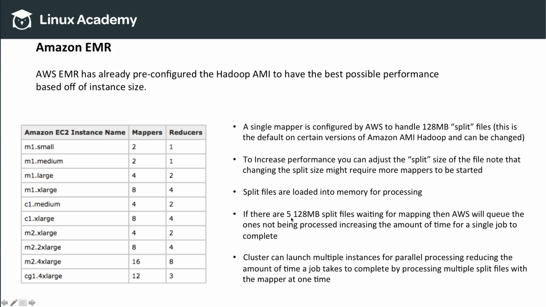So if we have 5 128 megabyte split files and we run a 2-node cluster of M1 small, that means we have 4 mappers. That means we can process 4 128 megabyte split files at one time, and 1 will be queued until a mapper is completed. So ideally, we want to do it in a way that completes in the fastest amount of time possible. A cluster can launch multiple instances for parallel processing, reducing the amount of time a job takes to complete by processing multiple split files with a mapper at one time.